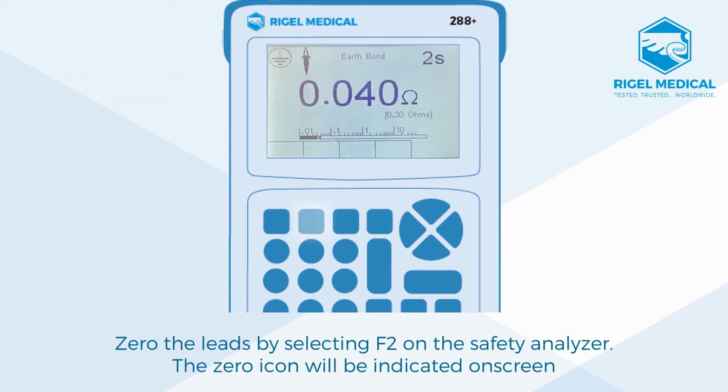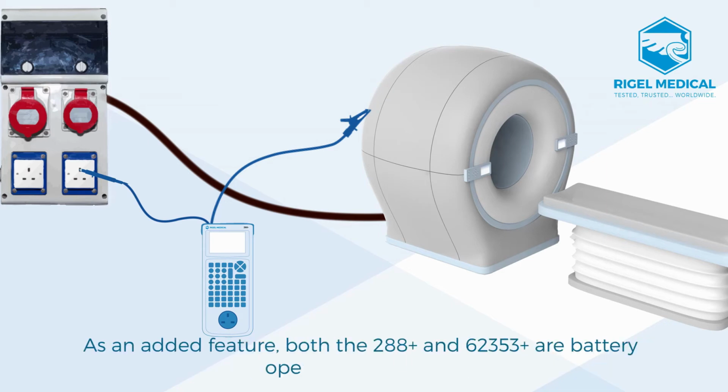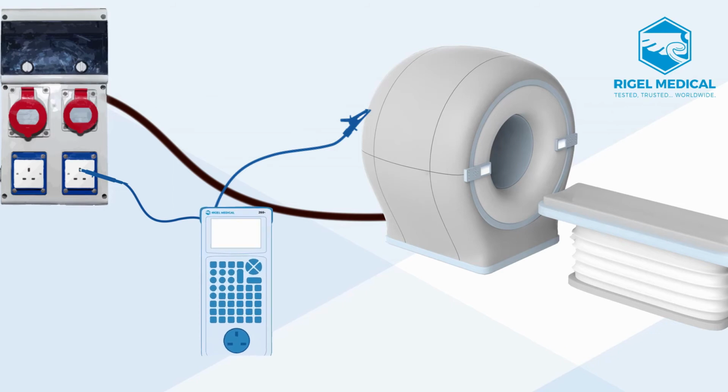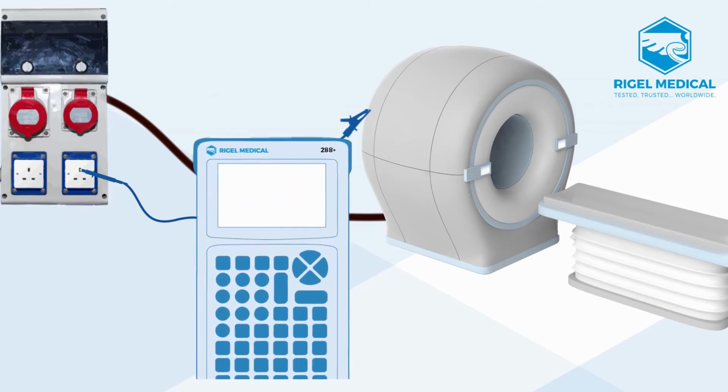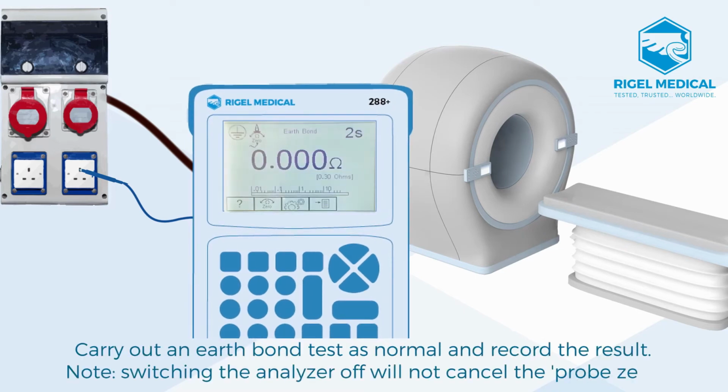And then once that's been carried out, you can then use the two earth bond leads, connect one side to your three-phase or fixed equipment to a conductive exposed connector, and then your other 4mm probe lead, so it's got to be a 4mm connection, to the common earth plug on the three-phase distribution board, or at least a plug that's got a common earth with the three-phase equipment. Then you just carry out an earth bond test as normal and record the result. So with this test you can use any custom lead, and as long as you zero that lead, you'll get accurate earth bond readings.